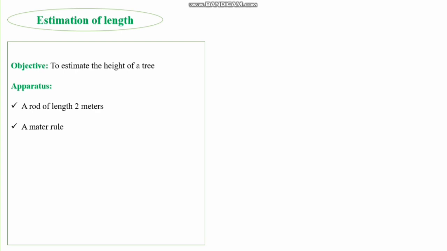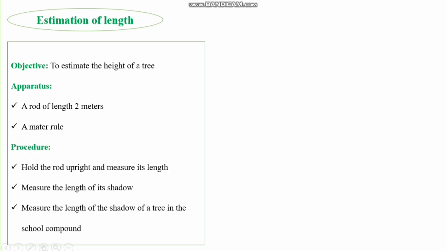So we are going to conduct an experiment to estimate the height of a tree in a school compound. We only need 2 apparatus, that is a rod of length 2 meters and a 100 centimeters meter rule. There is a spelling error here. This is supposed to be E, to be meter rule.